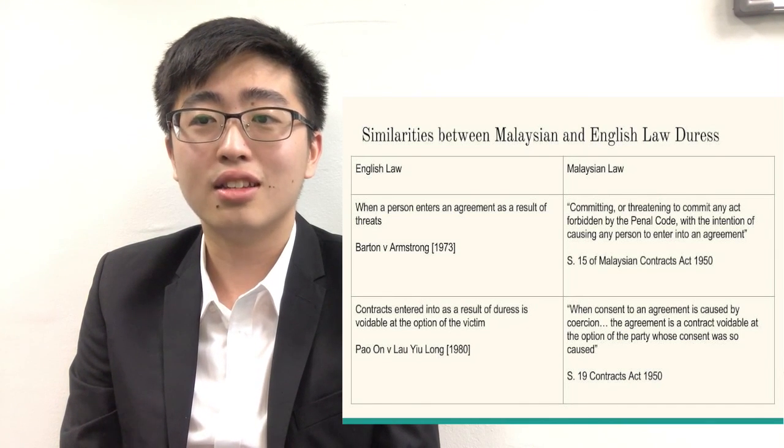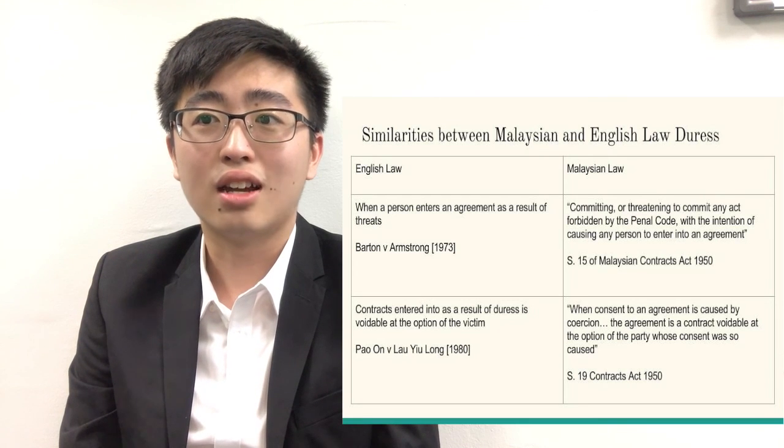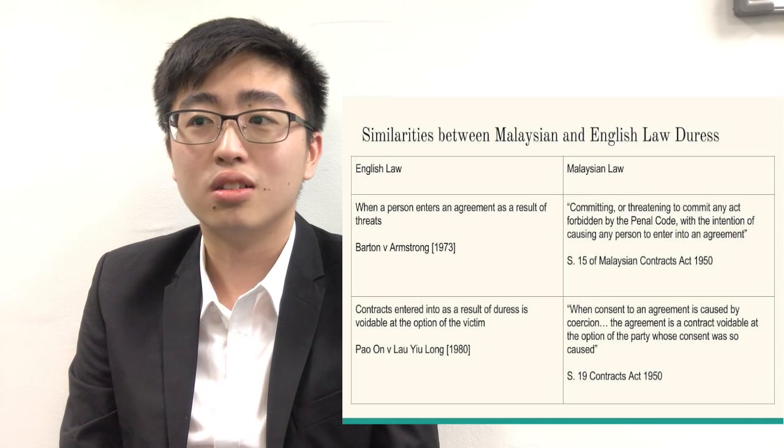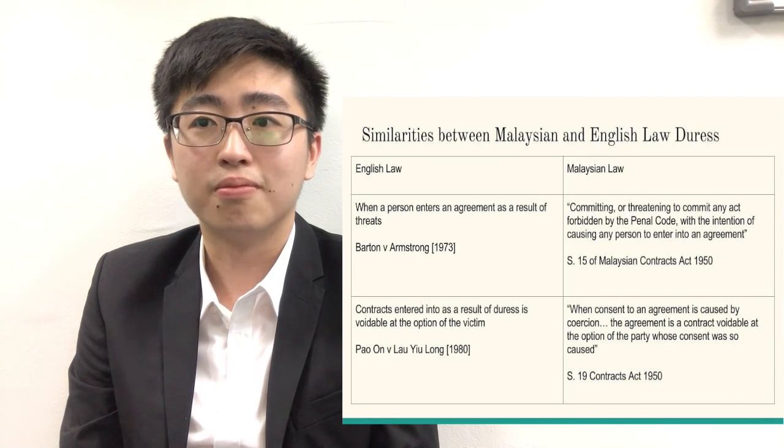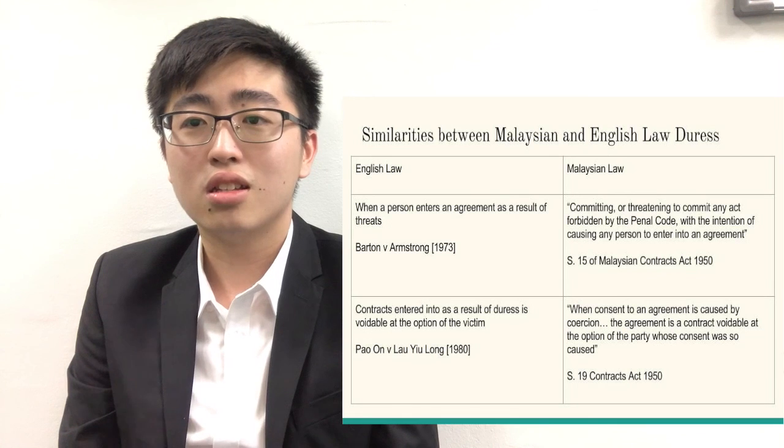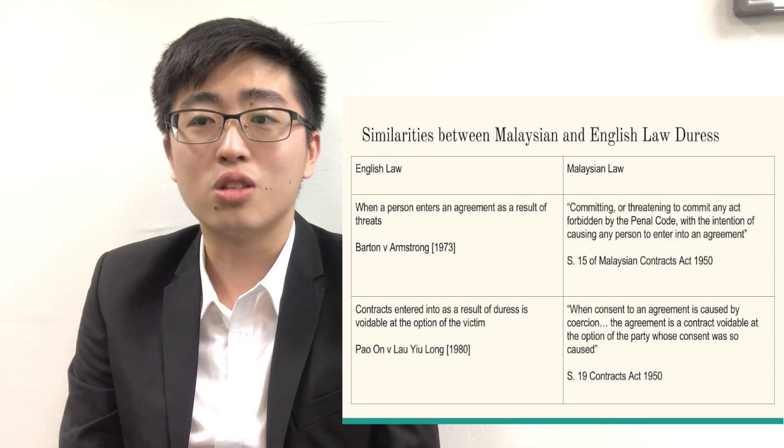The second similarity is the effect of duress under both laws. In English law, a contract entered into as a result of duress is voidable at the option of the victim, while in Malaysian law, under Section 19 Contracts Act 1950, when consent to an agreement is caused by coercion, the agreement is a contract voidable at the option of the party whose consent was so caused.